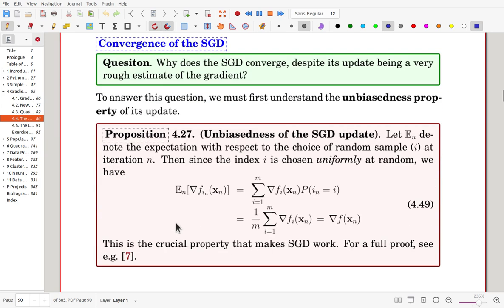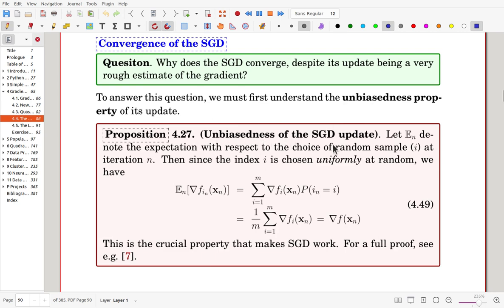Now here, the method is using only one component, so the gradient estimation is quite rough. It's not really accurate. However, it is convergent. What is the reason for that? The answer to the question is the unbiasedness property. Okay, let's see here.